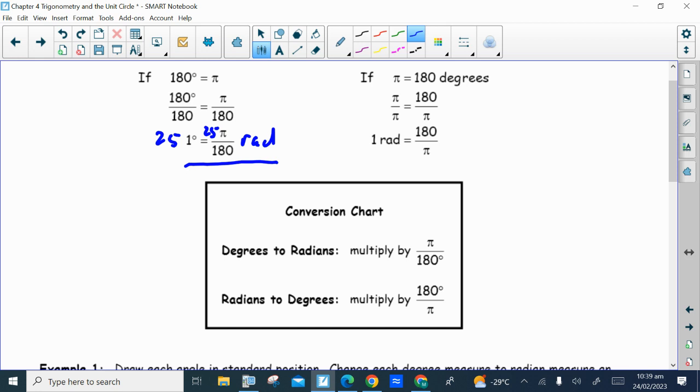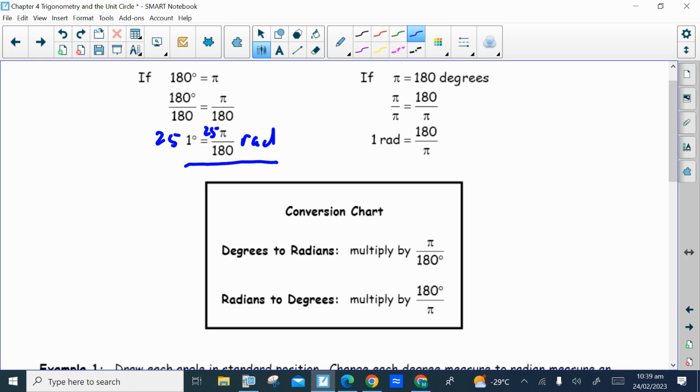The number of radians will always be a number that's smaller than the number of degrees, because you're going to multiply the angle in degrees by pi, but then divide by 180. So your answer will get smaller. The number of radians is always less than the number of degrees.